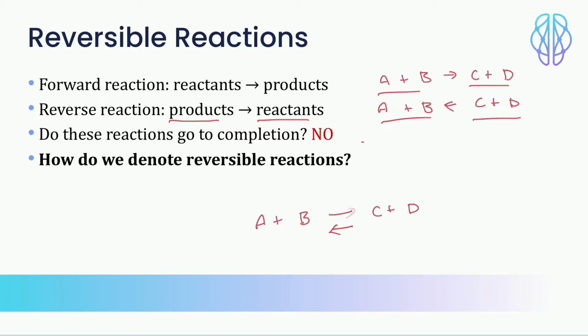Now, one way we like to denote these reversible reactions is using this arrow here. So what we know, A plus B, our reactants, will go to our products as the forward. We also know our products can go back to our reactants. And the important thing is these reactions do not go to completion.